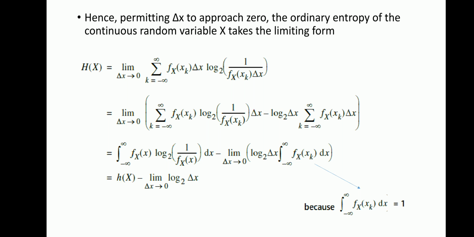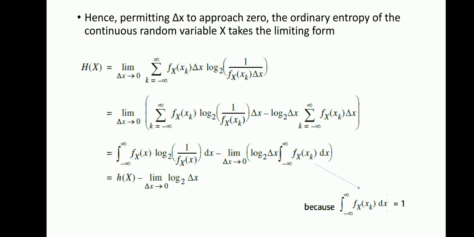So you will get the first term represented as h of x, minus limit del x tends to 0 of log del x to the base 2. So our h of x changes to h of x minus limit del x tends to 0 of log del x to the base 2.